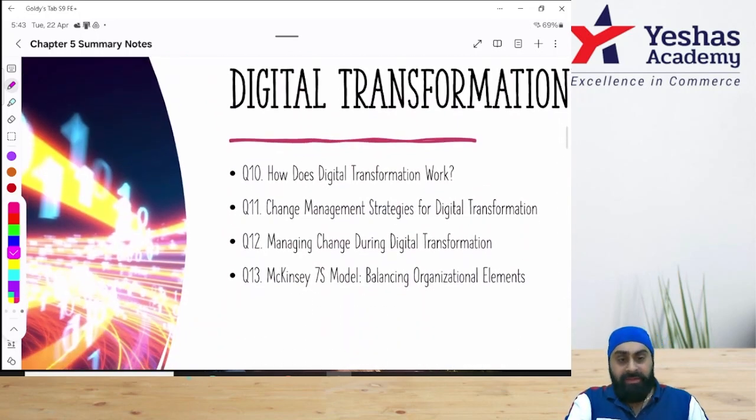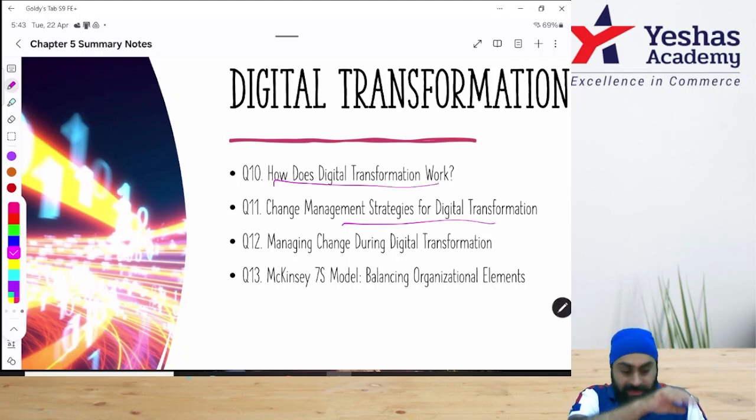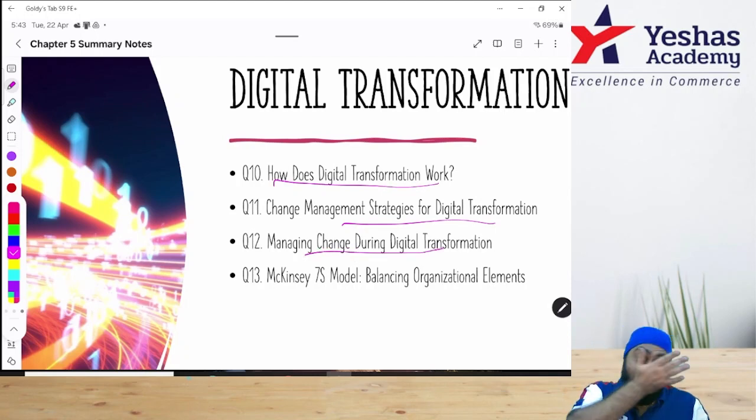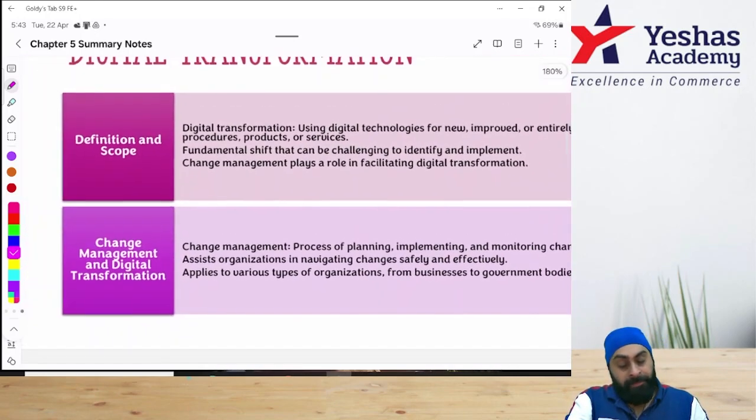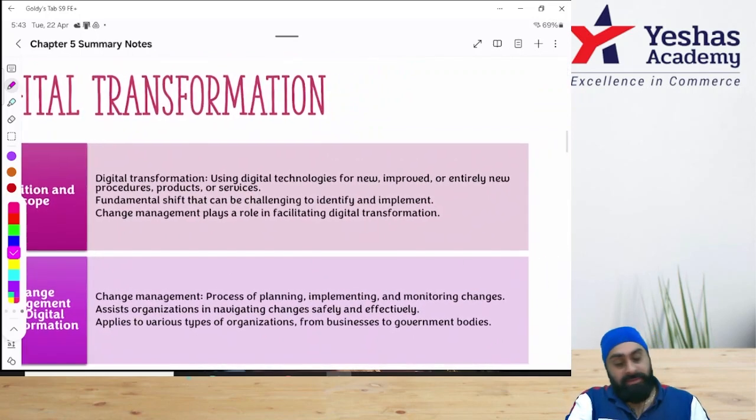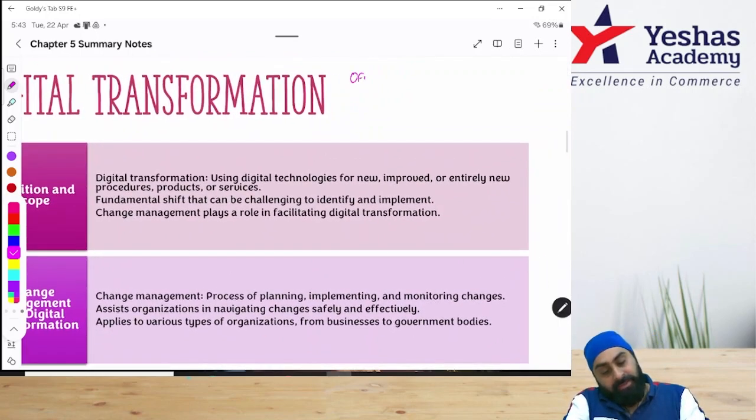Now coming back to a very interesting topic, it's called digital transformation. How does digital transformation work? What are change management and digital transformation? Managing changes during digital transformation. 7S, hard and soft, as given by McKinsey. Important topic. Focus on this. So, what is digital transformation? See, offline classroom teaching has now changed into online classroom support.